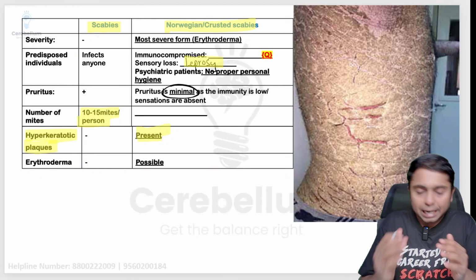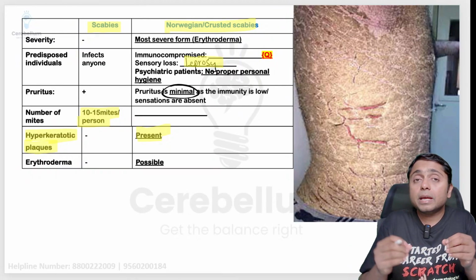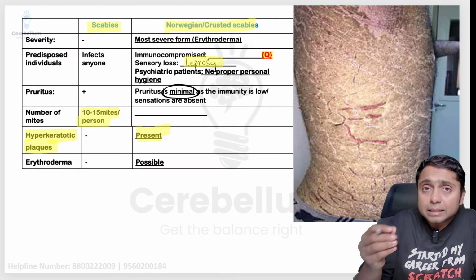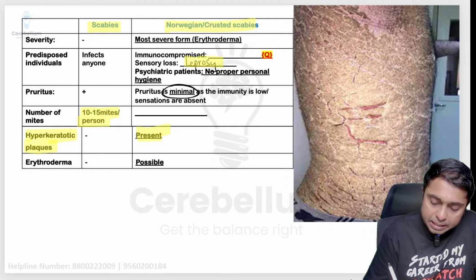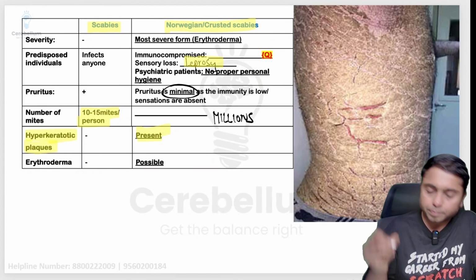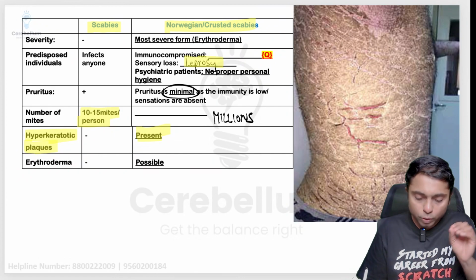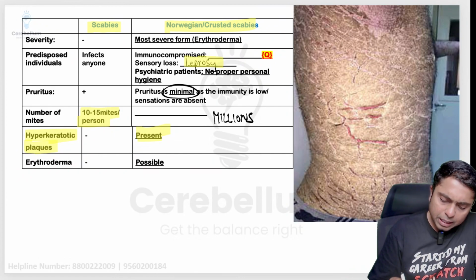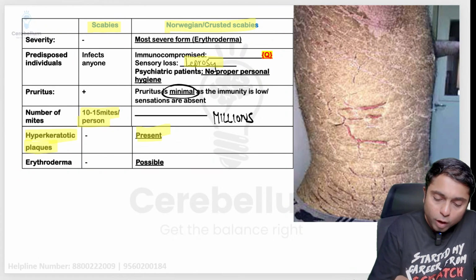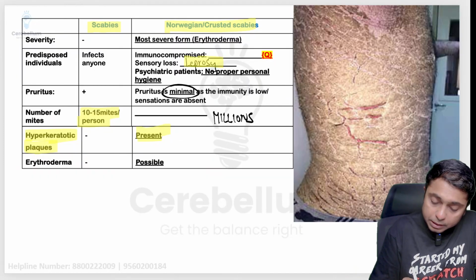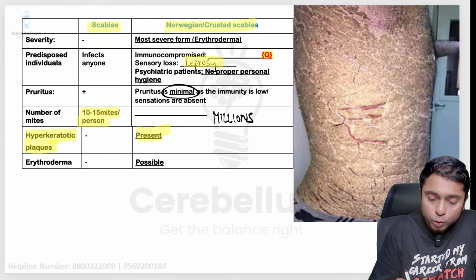If you can write this, the examiner will be very much impressed. And that is the reason why in Norwegian scabies, the number of mites is going to be in the millions. There will be millions of mites in a given patient. And remember, there is one dreaded complication of Norwegian scabies that, if you can remember, is going to help you get the extra marks.